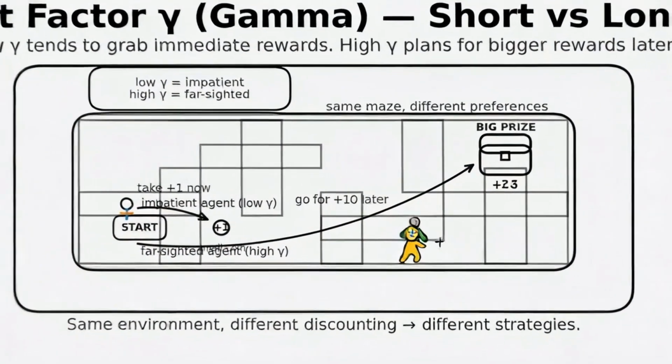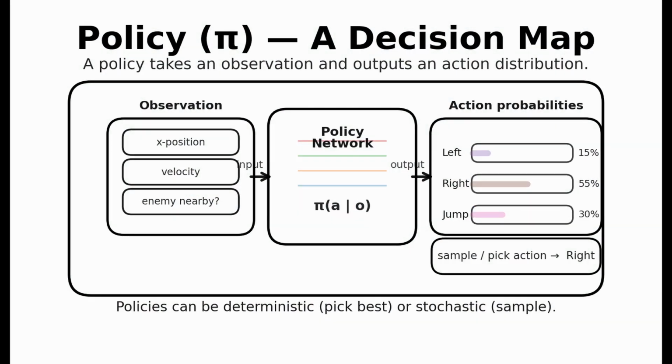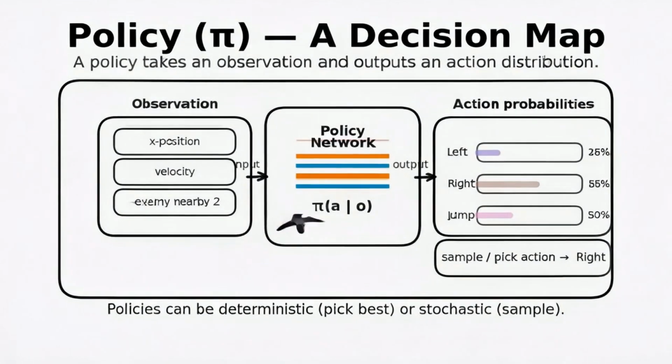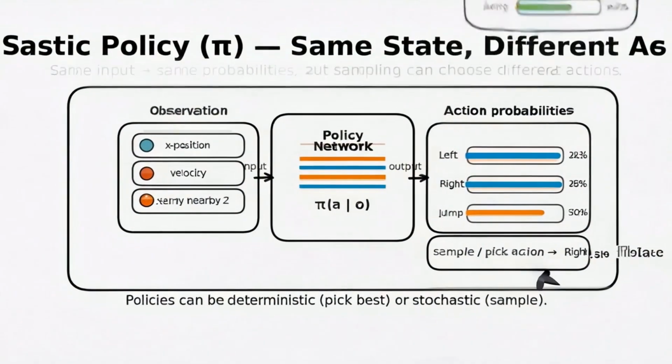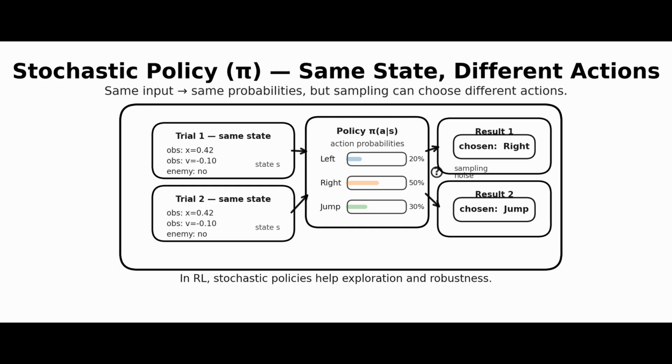Now for the most central term, policy. A policy is the agent's strategy. It's the rule that maps what the agent observes to what action it takes. If you want the simplest definition, policy equals how the agent chooses actions. It can be deterministic: always choose the same action for the same observation. Or it can be stochastic: choose actions with probabilities.